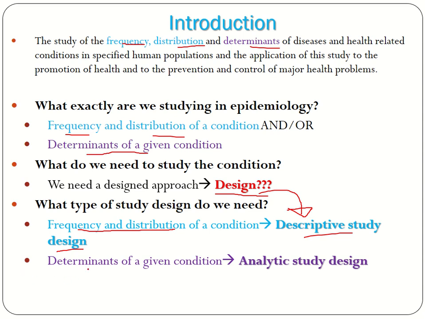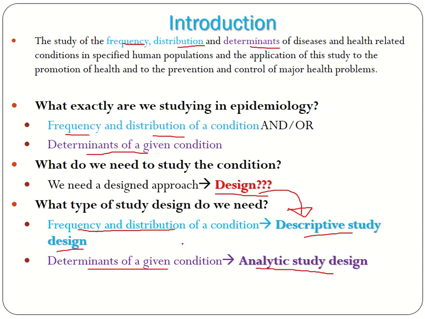So if the goal of the study is to find determinants of a given condition, in addition to frequency and distribution, then we're going to need to use analytic study design. Analytic study designs could be observational or interventional, experimental. We have seen different types of study designs. The basics are cross-sectional, case control, and cohort for the observational analytic. And for the experimental, we have a lot of classification, but the gold standard experimental study design is the randomized controlled trial. So analytic study design, we're dealing with determinants of a given condition.